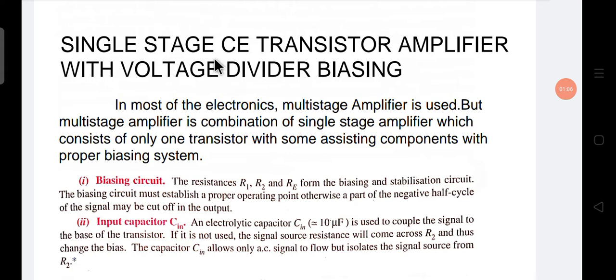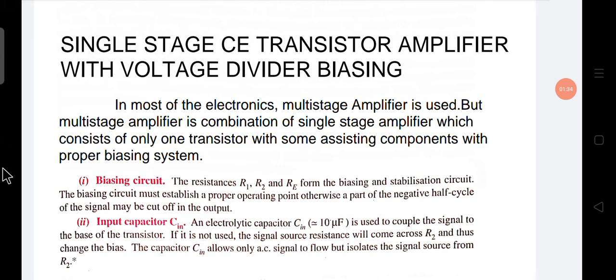Both of these concepts, common emitter configuration and voltage divider biasing, were discussed previously. Now, what do we mean by single stage? Single stage means a single stage amplifier which consists of only one transistor with some assisting components with a proper biasing system. This is called single stage.